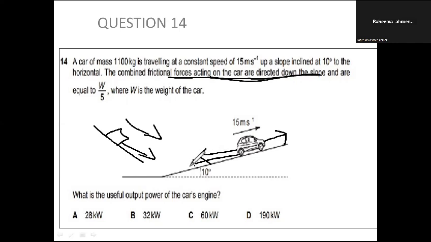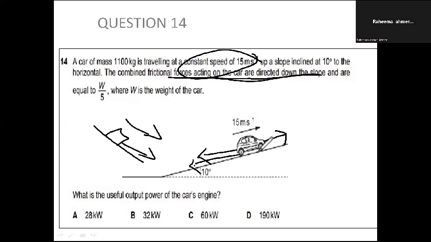Like this. So there are two forces that are acting down the slope and only one force is acting up the slope. And as you can see, the car is traveling at constant speed, it says in the question. So this means that the resultant force acting on the car is 0. This means that the forces acting in the forward direction are equal to the forces acting in the backward direction. And let me clear something about how to find the horizontal component of the weight.